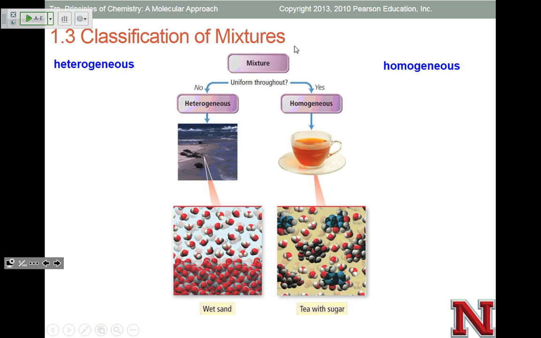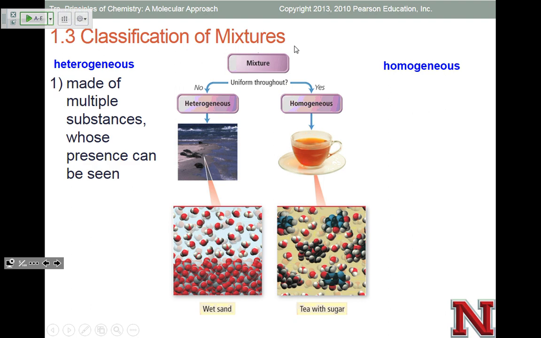As far as mixtures, the two main ways that we talk about mixtures are either as heterogeneous mixtures or homogeneous mixtures. They're both mixtures, but in a heterogeneous mixture, we have a complete separation between our two things that are mixing. So they're made of multiple substances whose presence can likely be seen. If you think about sand in water, that's a mixture, but the sand, we can shake it, it'll disperse, but then we can definitely tell the difference between the water and the sand.